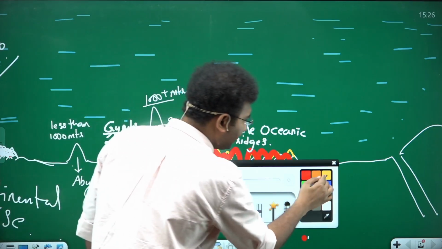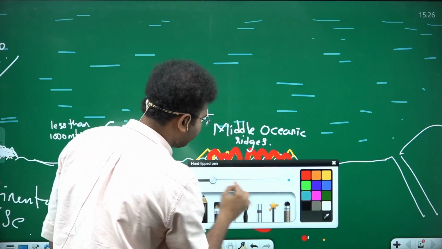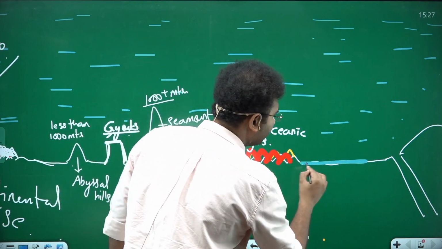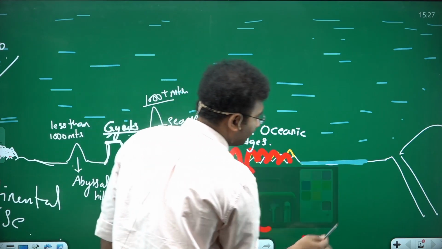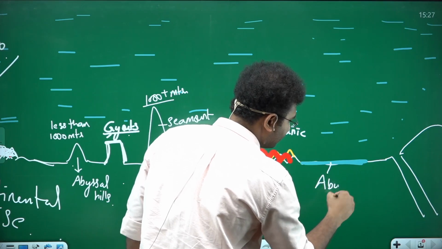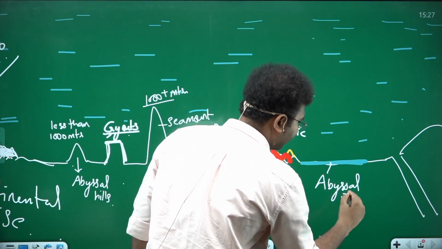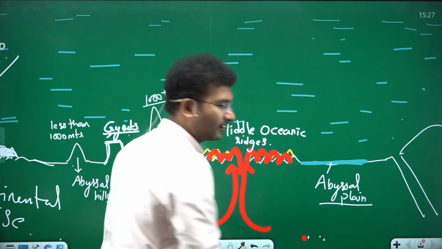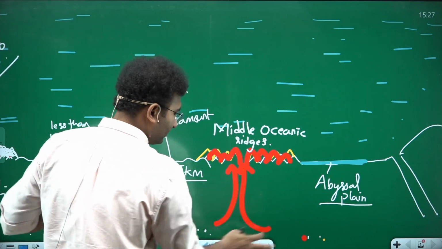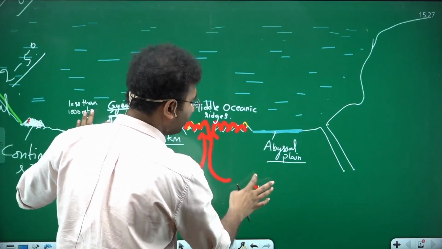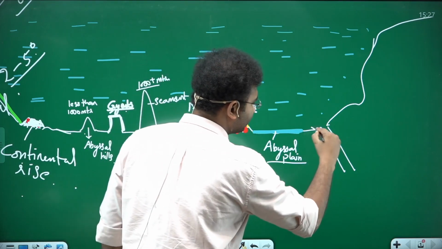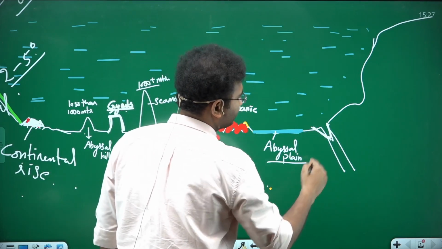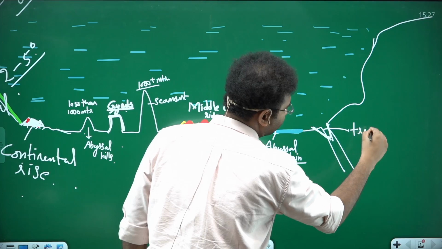If you are finding a plain area, imagine this is your plain area in the bottom of the ocean. This plain area is called abyssal plain. Right? Now the deepest points of the ocean are also called the trenches. This is the deepest part of the ocean. This is called the trench.